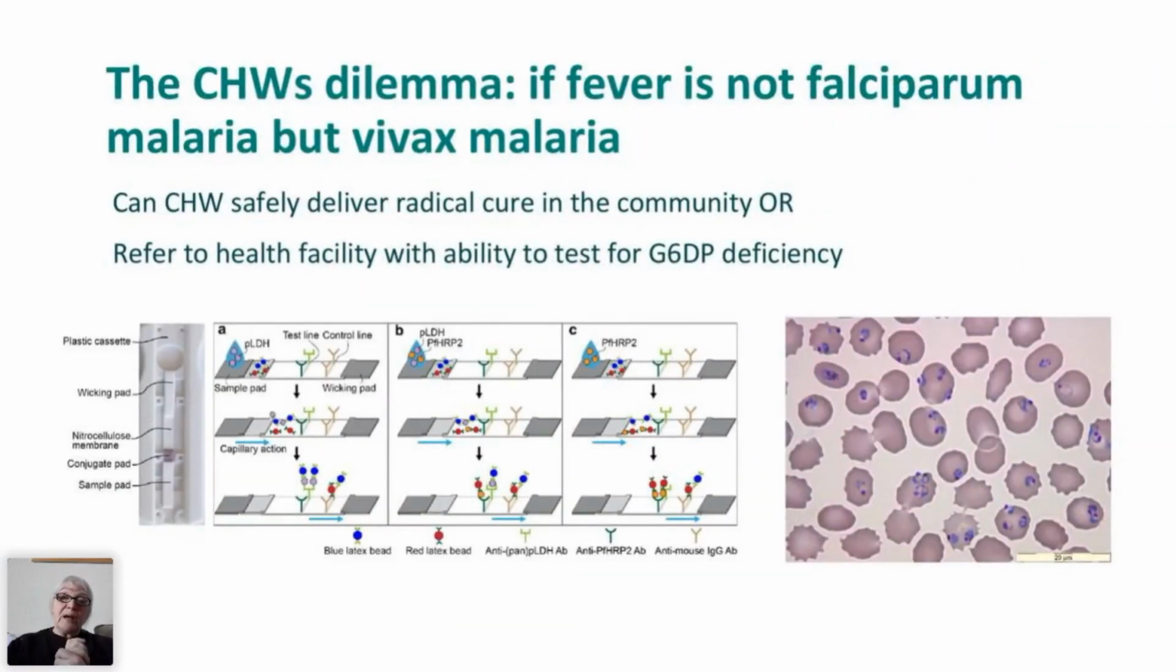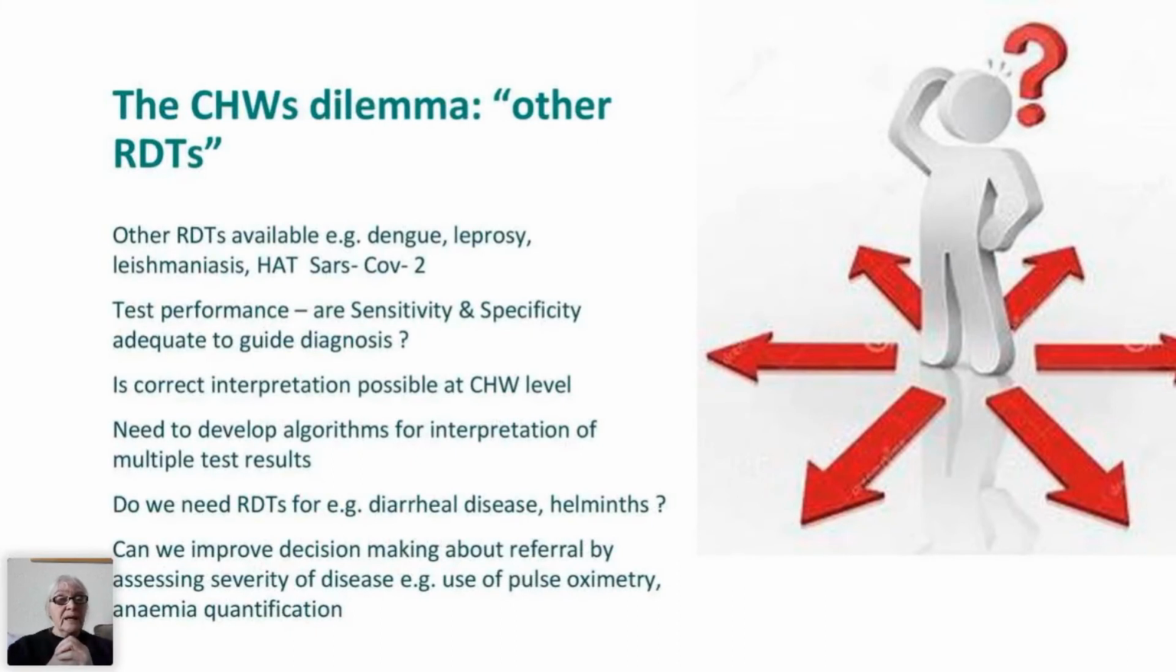Another dilemma, particularly around malaria, is when the fever is vivax malaria, can they safely deliver a radical cure? And therefore they need to know how they can use G6PD deficiency testing, because the testing that's available at the moment is only really useful at the health centre level. Again, should they include other RDTs which are already available for such febrile causes as dengue, leprosy, leishmaniasis, HAT, and SARS-CoV-2 obviously at the moment?